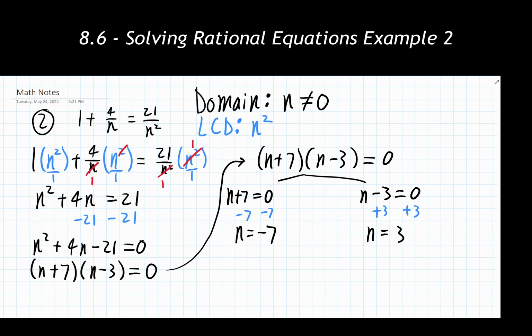Now before I say these are my final answers and I'm done, again, step 5 says we need to check our answers. Compare any answers to the domain restrictions that we found in step 1. So are either of these numbers that we found here listed in our domain restrictions? No, they aren't. So therefore, we have our two final answers.